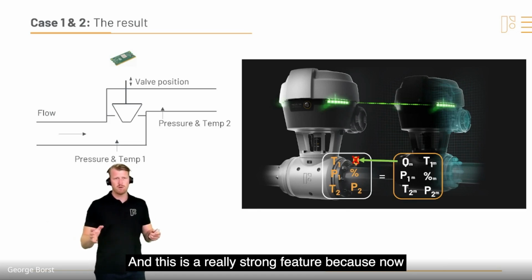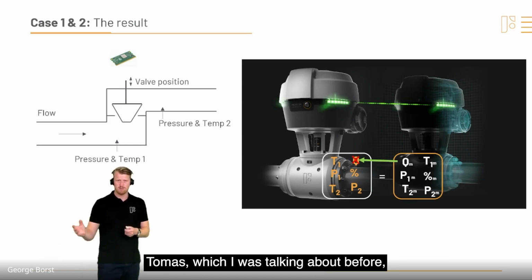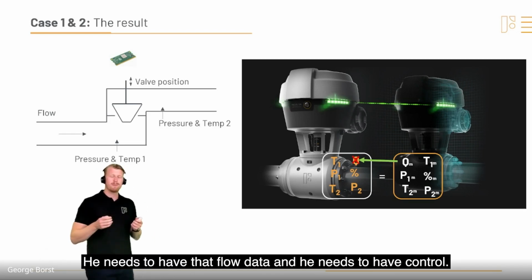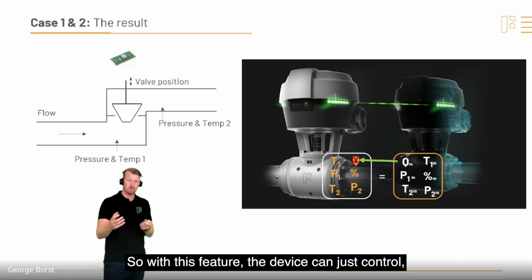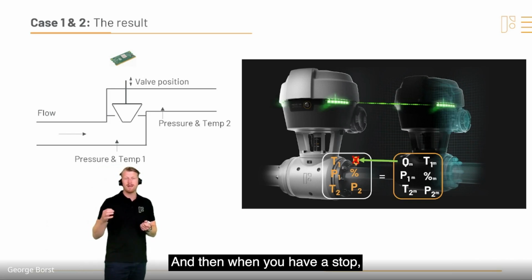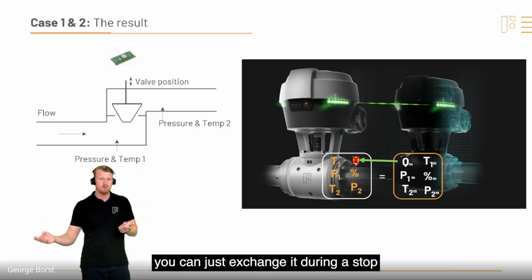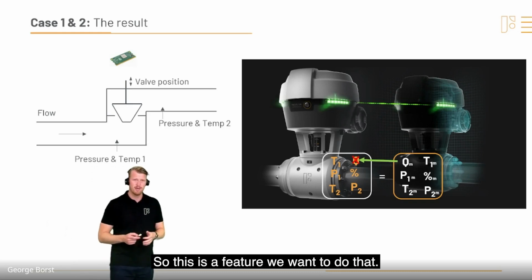And this is a really strong feature because now you save yourself time. Thomas, which I was talking about before, saves himself time. He needs to have that flow data and he needs to have control. So with this feature, the device can just continue to control. It will continue to give measurement data. And then when you have a stop, when you have time to exchange it, you can just exchange it during a stop instead of having to do that right away ad hoc. So this is a feature we want to do that.